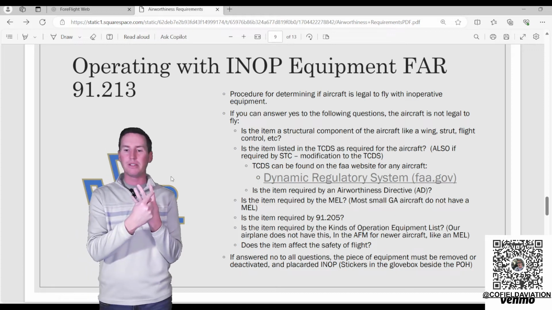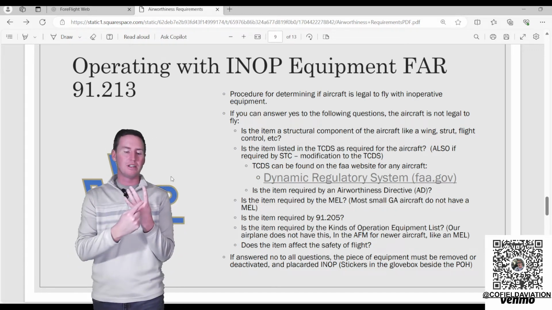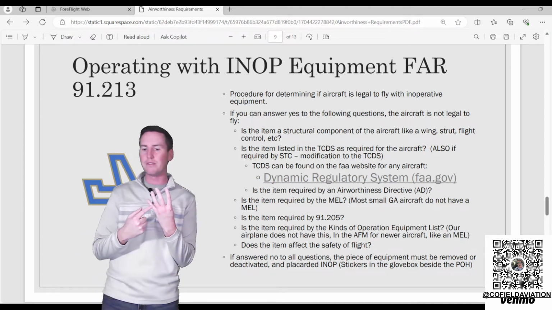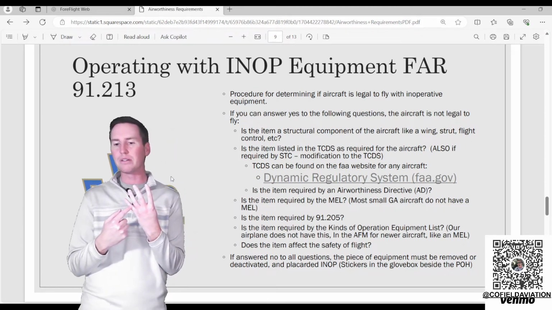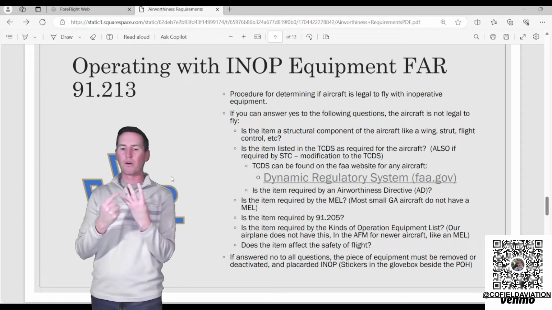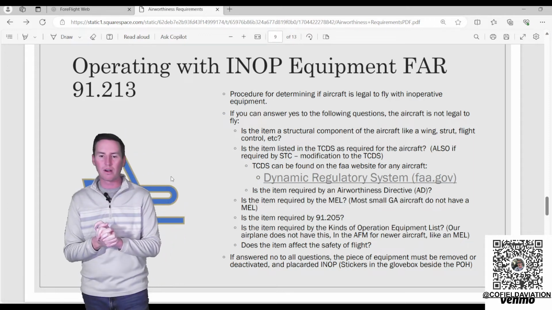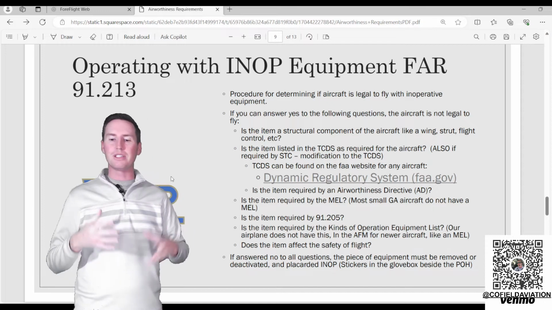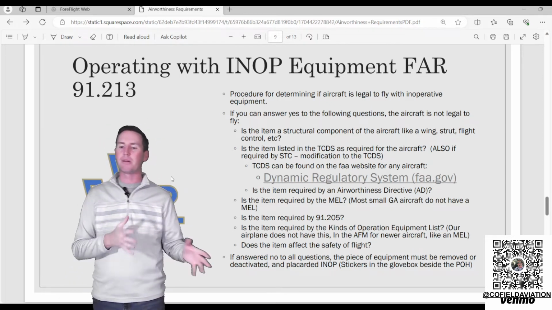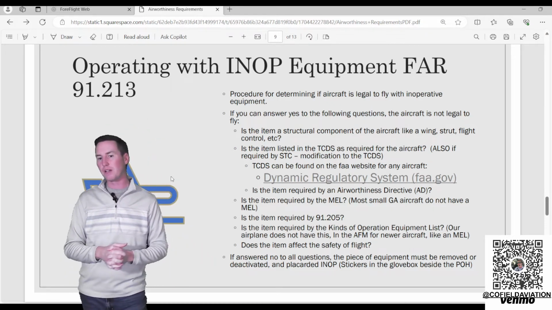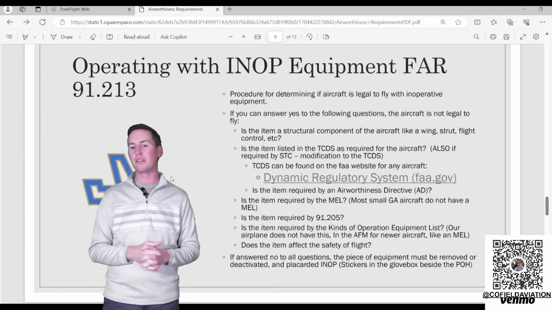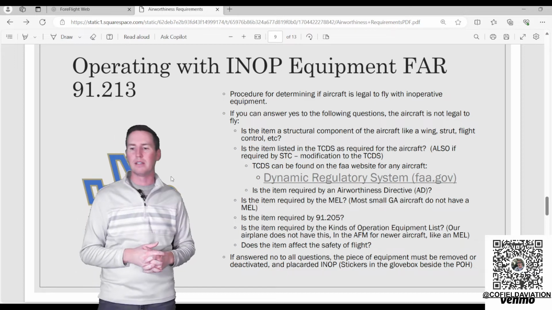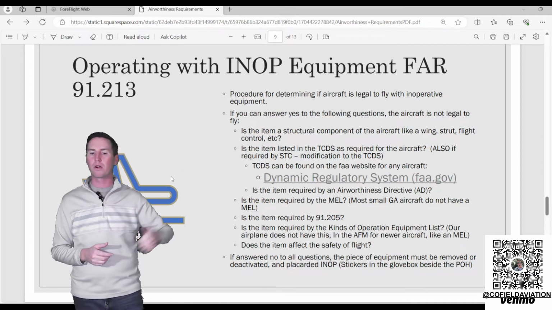Like there may be something you need, like in a Cirrus, for day VFR, you got 2 alternators. So alternator 2 for day VFR, they're like, no, you don't need that. But for nighttime VFR, they go, no, you do need that. All right. So it just breaks it down based upon the kinds of operations that you're flying in to whether or not you need that specific piece of equipment to be working.